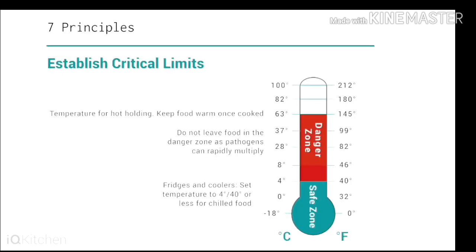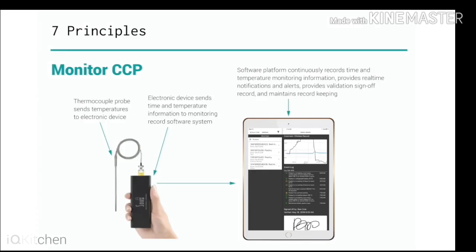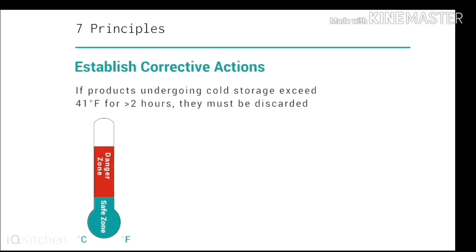Principle 3. Establish critical limits. A critical limit, CL, is the maximum and/or minimum value to which a biological, chemical, or physical parameter must be controlled at a CCP to prevent, eliminate, or reduce to an acceptable level the occurrence of a food safety hazard. Principle 4. Monitor CCP. The HACCP team will describe monitoring procedures for the measurement of the critical limit at each critical control point.